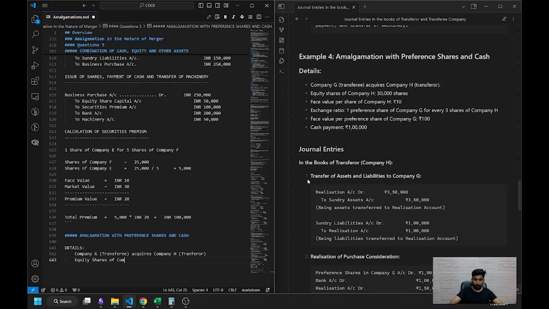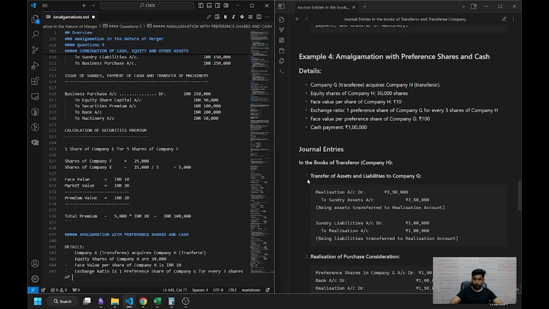Equity shares of company H are 30,000 and the face value per share of company H is rupees 10. The exchange ratio is one preference share of company G for every three shares of company H.